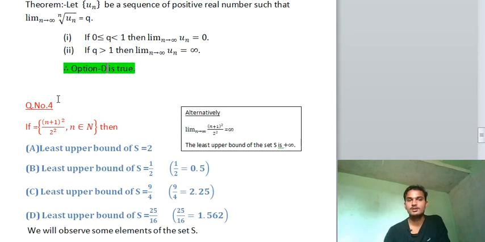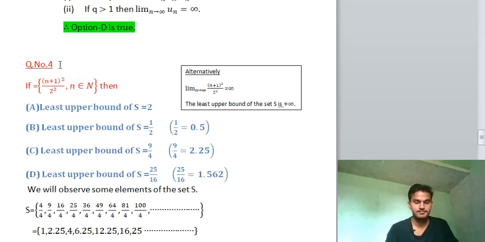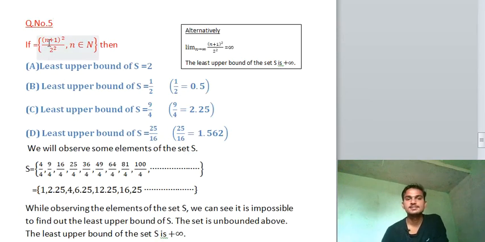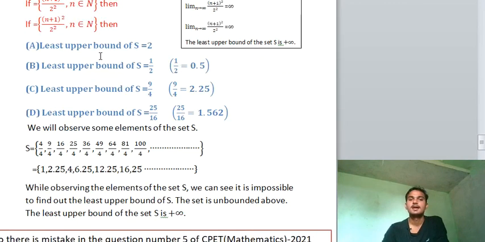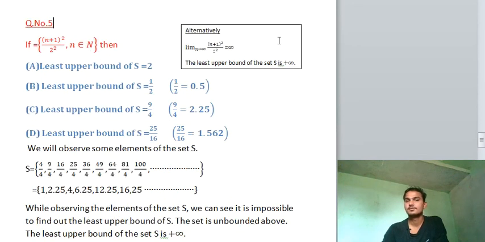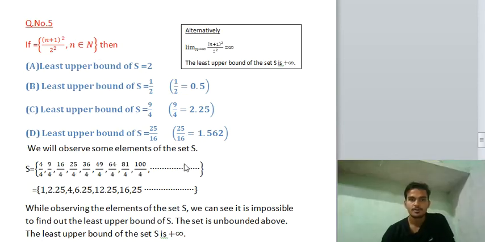Then we'll come to question number 5. Here there is a sequence, (n plus 1) whole square divided by 2 square, where n belongs to the set of natural numbers, and we have to find the supremum of that sequence. The least upper bound is otherwise called the supremum.